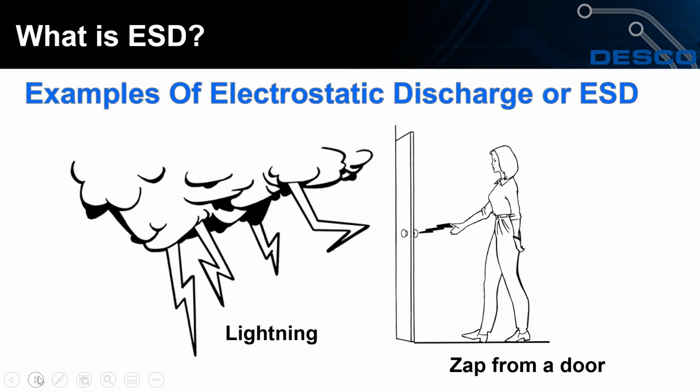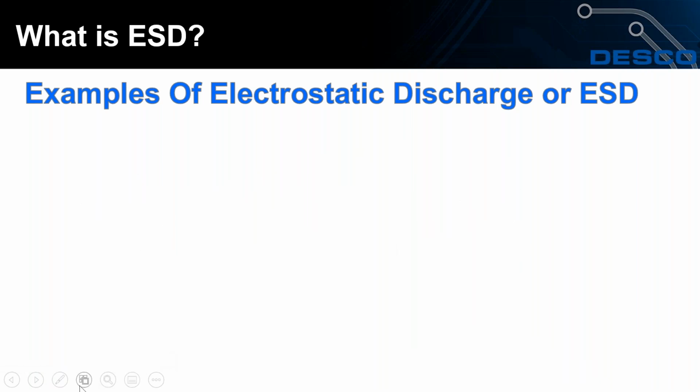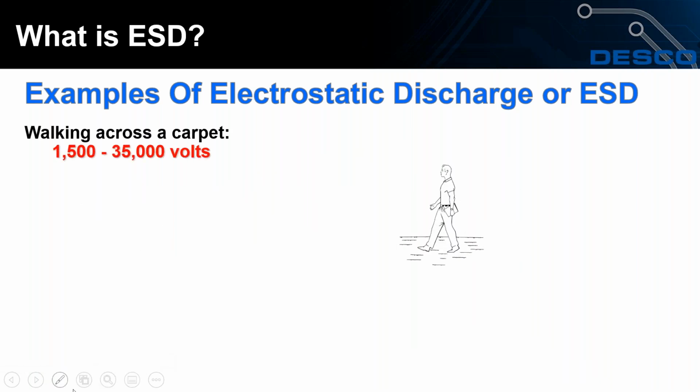Notice that I said when I reach for that metal doorknob. In order to have ESD, you have to have two conductive materials, and one of those has to have a charge on it. In the case of the doorknob, I have the charge on my conductive body, which is basically the sweat layer on your skin, and I go to touch that conductive doorknob, and that's how we have ESD in a nutshell.